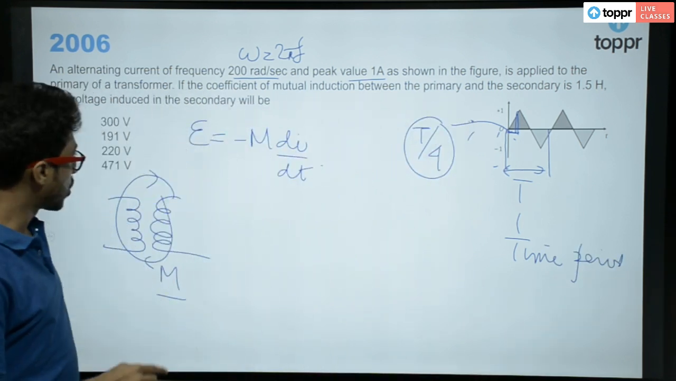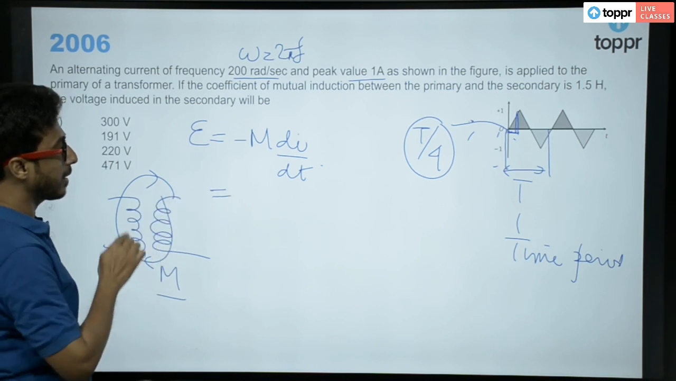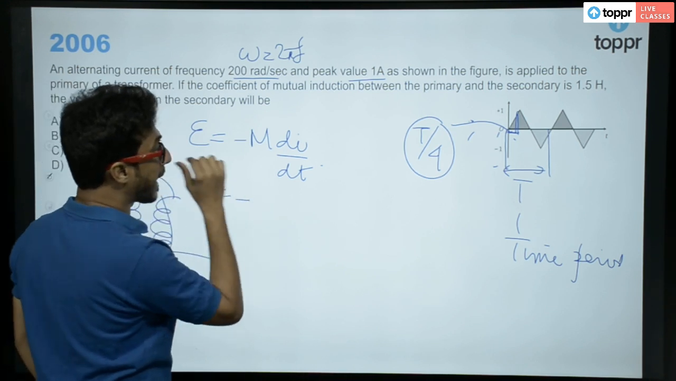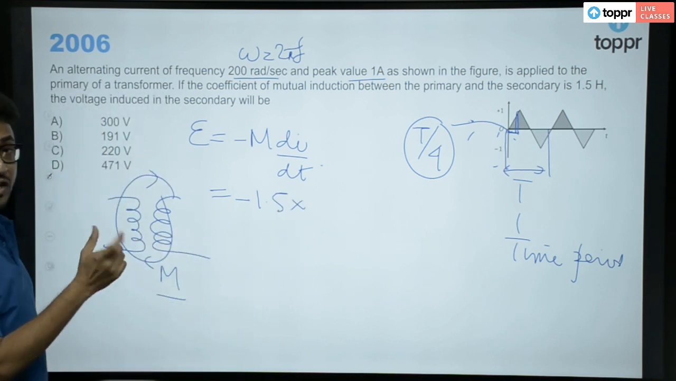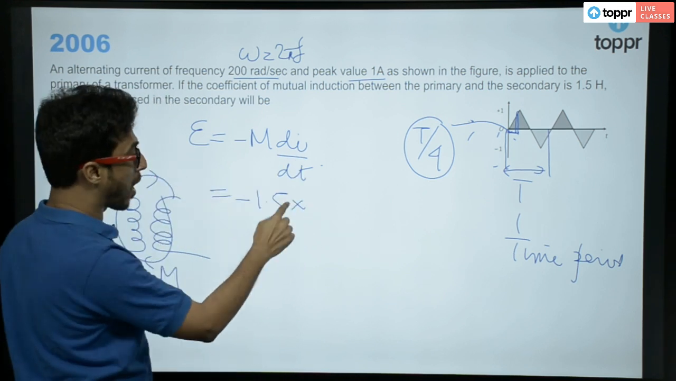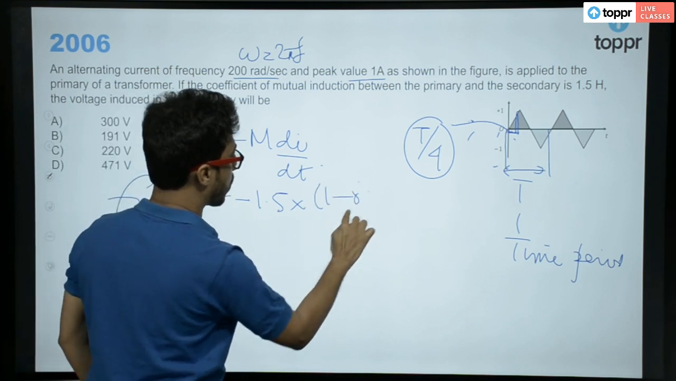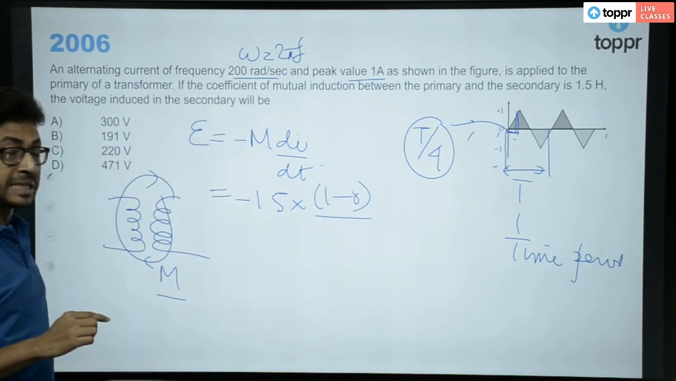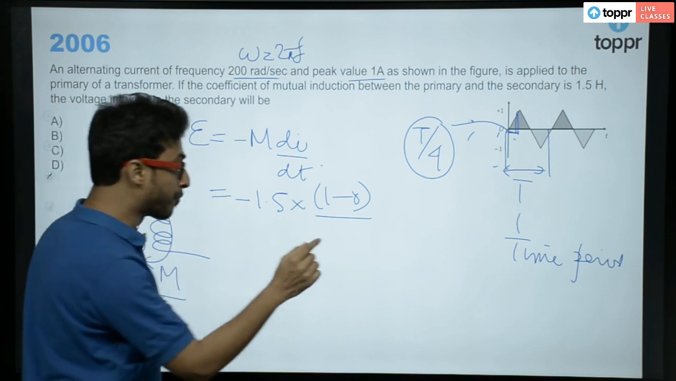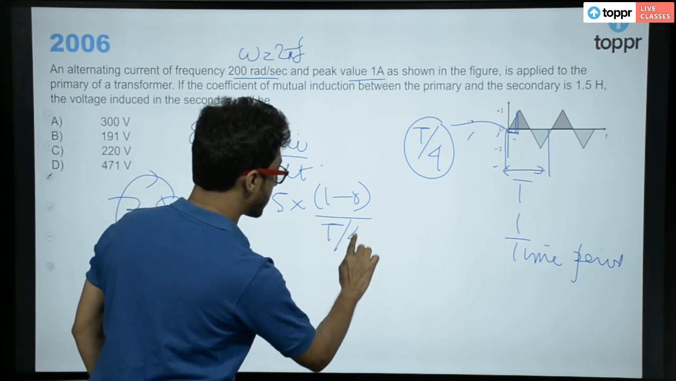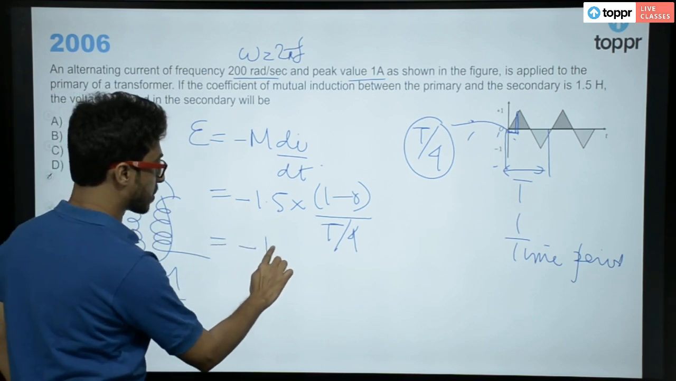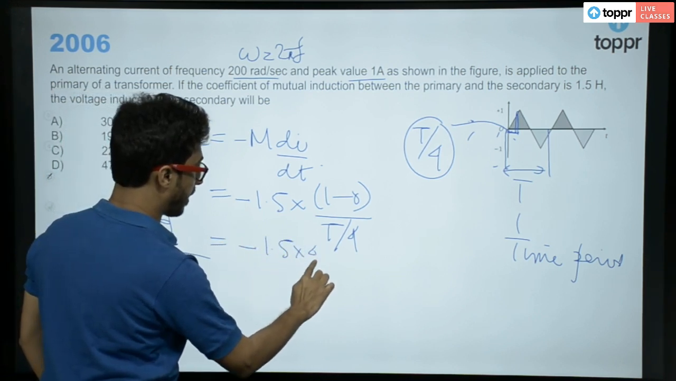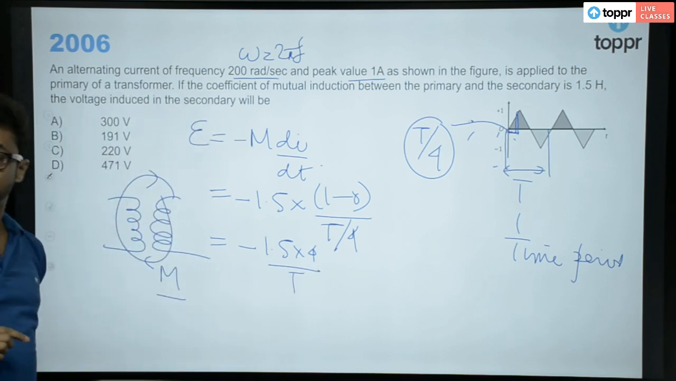Okay, so we can write minus M. M is nothing but 1.5. di is the change of current. The current is from 0 to 1, so we can write 1 minus 0. For dt, it is nothing but 1/4 of the time period, so it is T by 4. That is, we can write minus 1.5 into 4 divided by T.